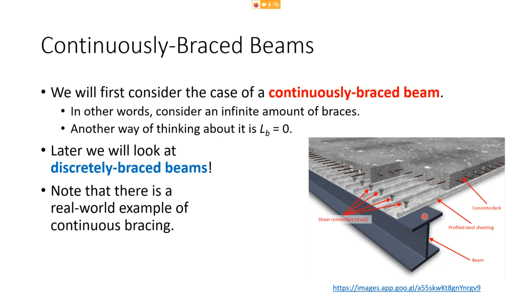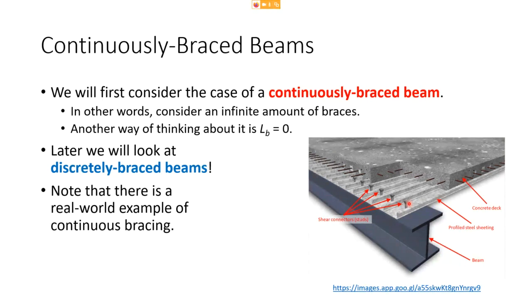Typically, when we cast concrete decks on top of beams, and this is true whether we're looking at buildings or bridges, we tend to do this through the use of shear studs. So we'll have these shear studs welded to the top of the beam. They look like really big nails welded to the top. Then when you cast the concrete, it surrounds these nails, and when the concrete cures, it forms a bond with those nails. We call them shear studs.